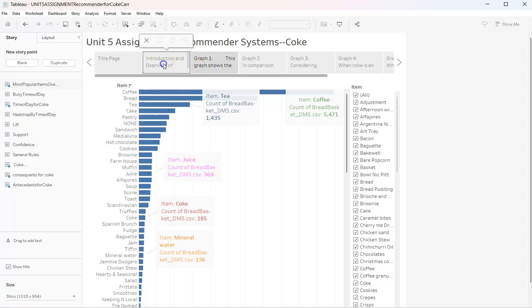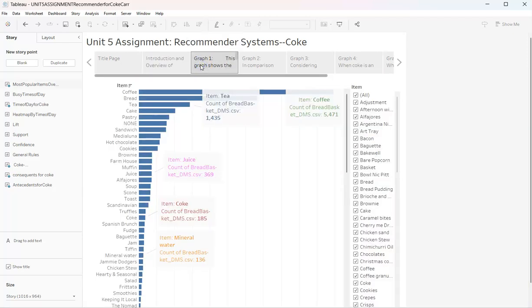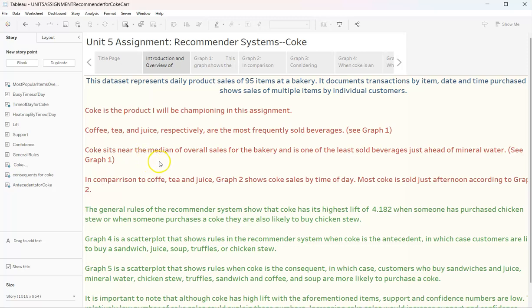Coffee, tea, and juice, respectively, are the most frequently sold beverages, as you see in graph 1. Coke sits near the medium overall sales of the bakery and is one of the least sold beverages, just ahead of mineral water, as we see in graph 1.